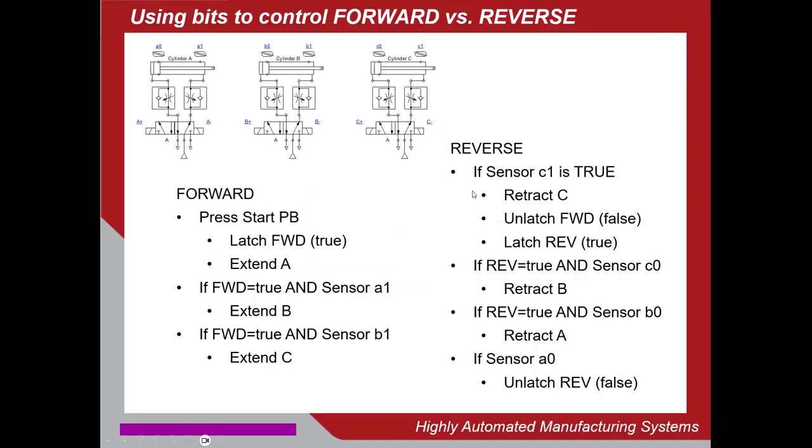So now that C is extended, the sensor C1 is going to go true when it's fully extended. That's the point when we want to first retract C, and then we're going to unlatch the forward bit and latch the reverse bit. And then we'll use the reverse bit to indicate the reverse state.